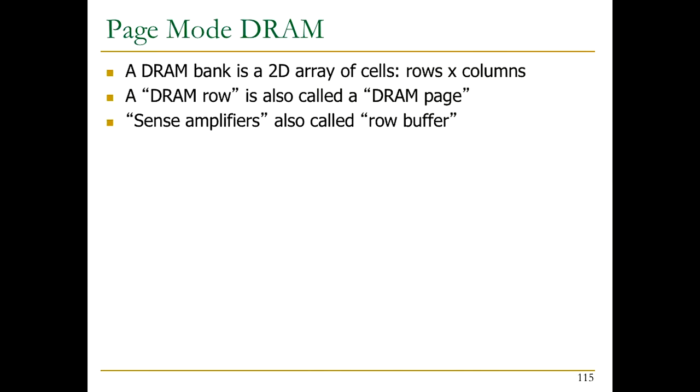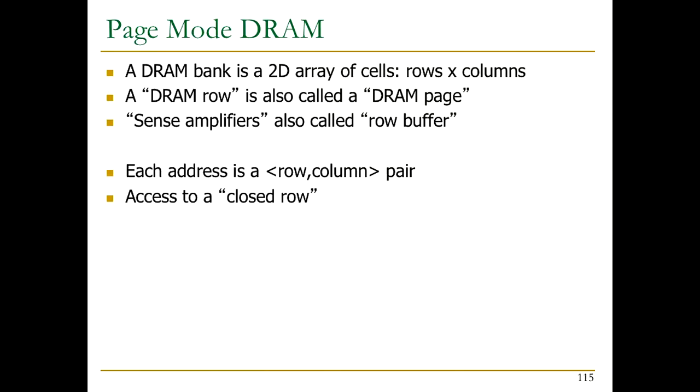Sense amplifiers are also called the row buffer. So each address that you issue to a DRAM chip is a row-column pair, basically, in today's DRAM. Now, if I was giving this lecture 10 years ago, I would be talking about some weird forms of DRAM, and I'm happy that I'm not giving this lecture 10 years ago, or maybe even 20 years ago. There were so many different types of weird DRAM, but this is the one that has dominated the field today, which doesn't mean that it's going to dominate the field later on.